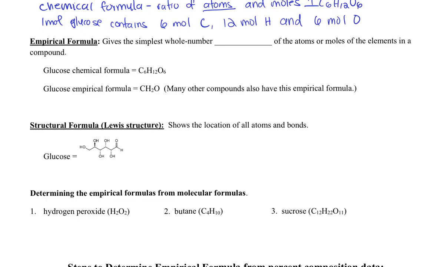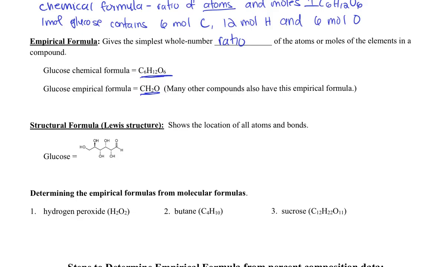An empirical formula is different. It gives the simplest whole number ratio of the atoms or moles of the elements in a compound. So for example, we know that the glucose chemical formula is C6H12O6. The empirical formula, the lowest whole number ratio for glucose, would be CH2O. We divided everything in the original formula by 2 to come up with CH2O.